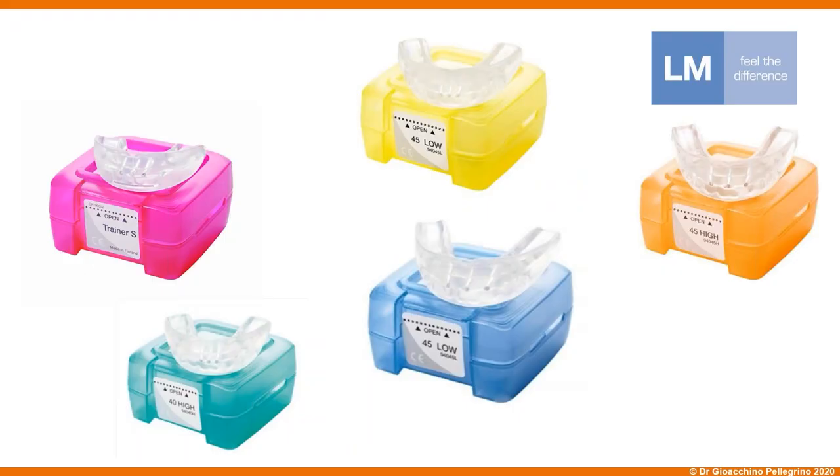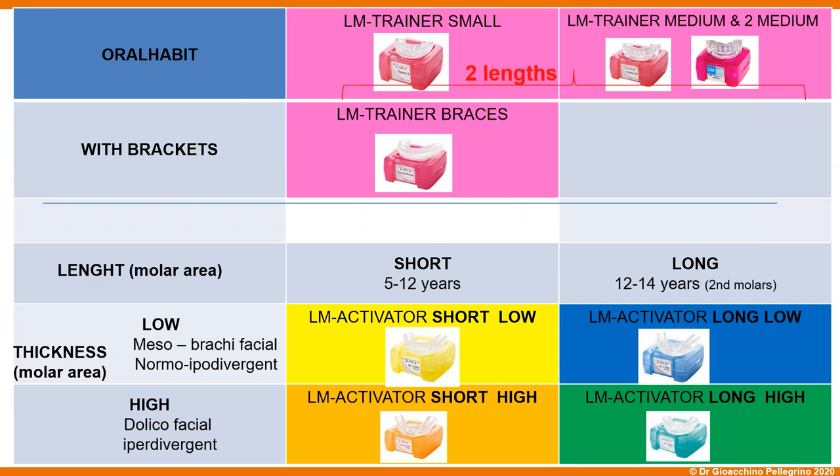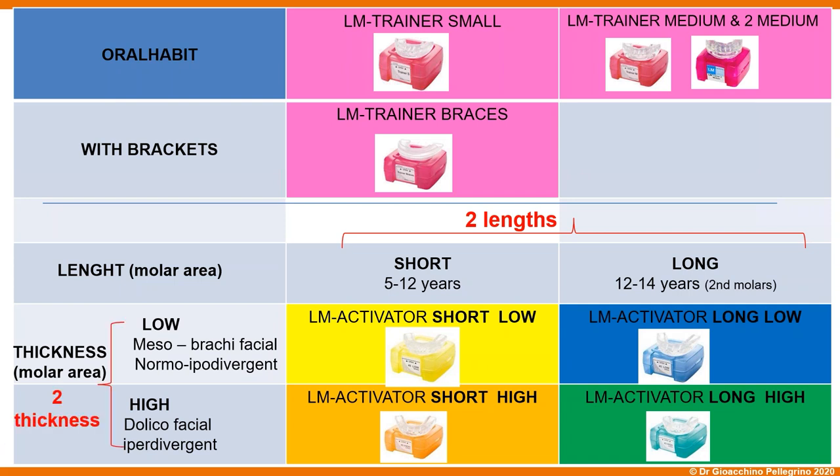But we can manage this tendency of growth, and we will see how, using some of the LM activators, because we saw last time that we have the trainers that are very useful to manage bad habits, like in the Giuseppina case I showed before. But we have the activators too, and in particular the activators present two different thicknesses and two different lengths. We said last time that we have the high model, the orange one, and the low model, the yellow one. The yellow is good to correct the deep bite, so we can use the orange to correct the open bite.